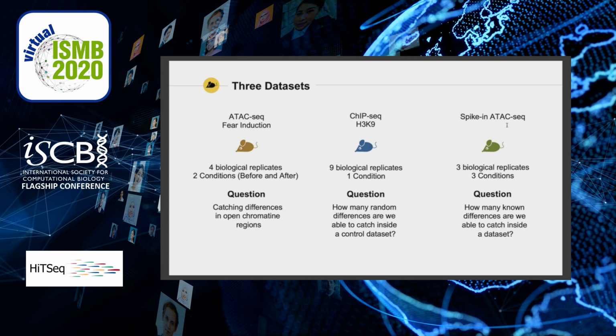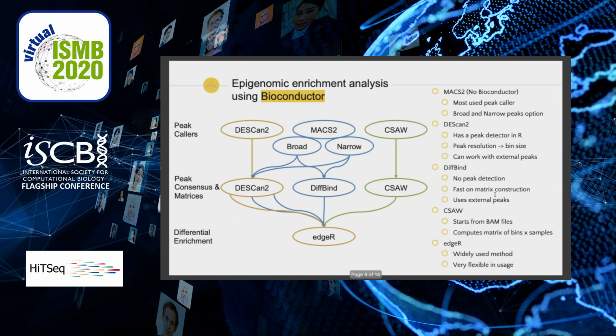And the third one is a spiking HiTSeq dataset of 3 biological replicates and 3 conditions. And this is useful to understand how many known differences are we able to catch inside the dataset. So this is the main idea of the work.